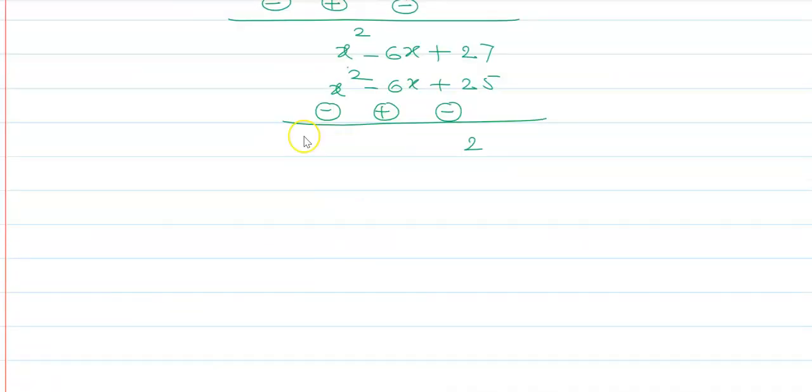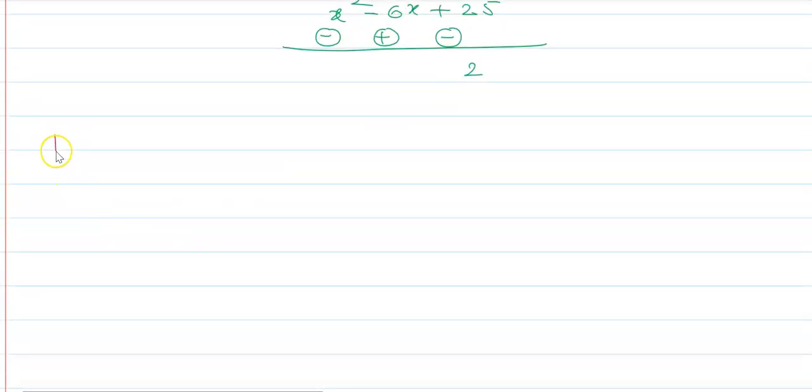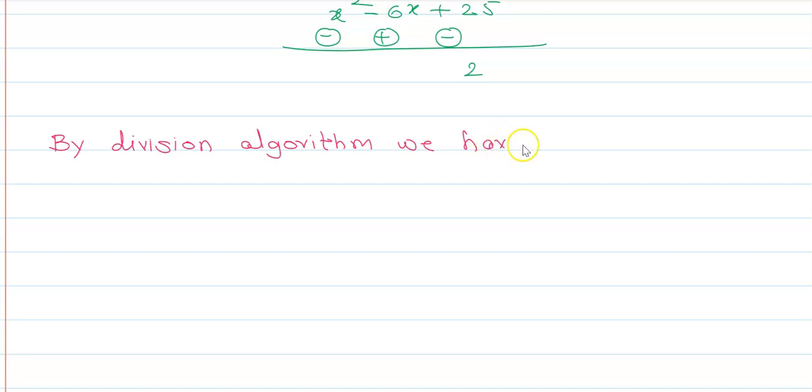Again, therefore now by the division algorithm, okay, we have dividend is equals to divisor into quotient plus remainder.